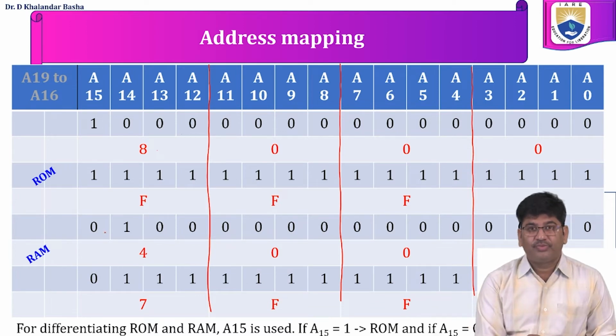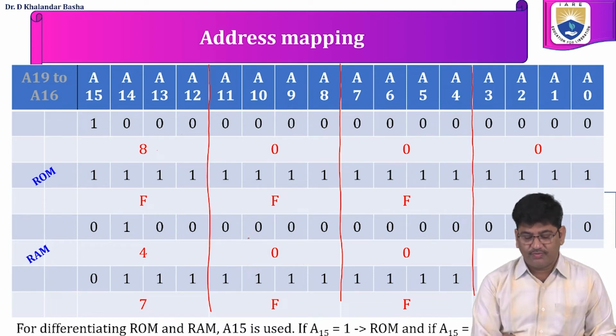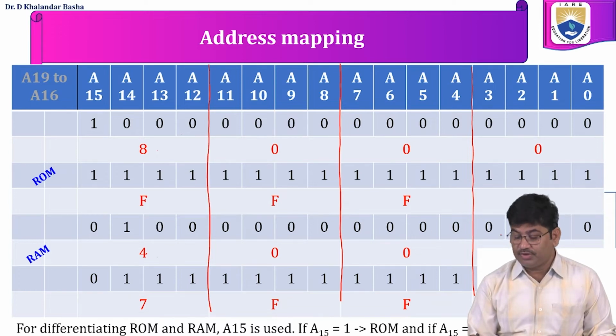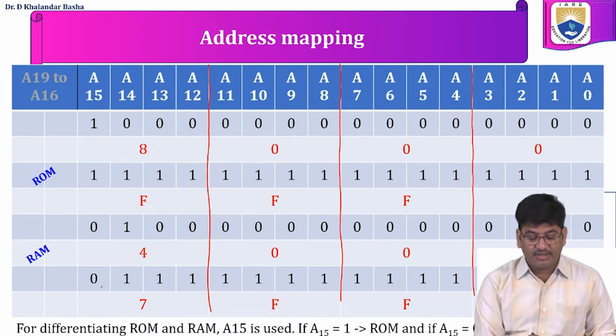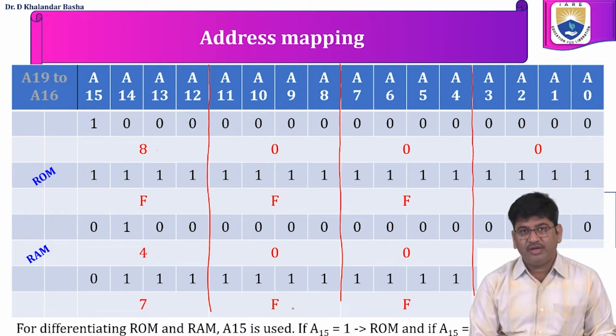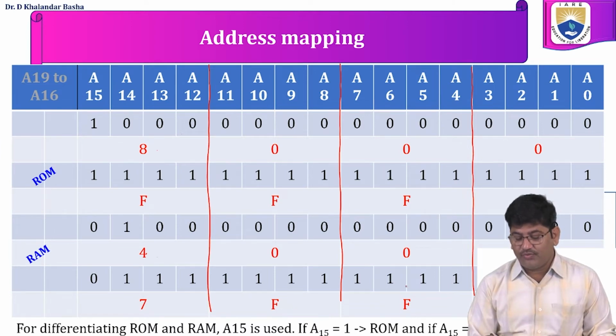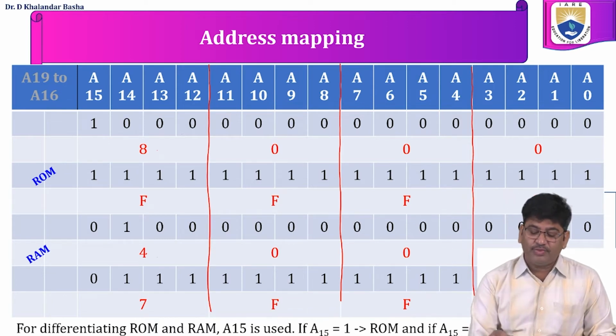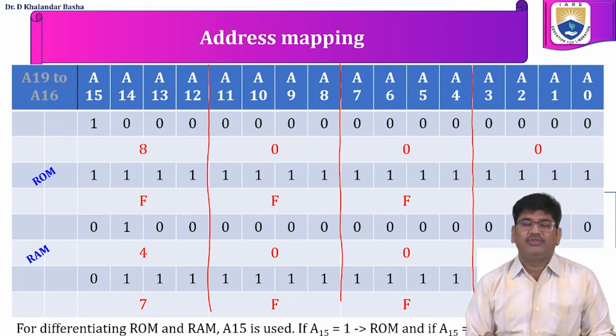Next for RAM, the starting address will be 0100, which is 4, 0000 0, 0000 0, 0000 0. The maximum address for RAM is 0111 as 7, 1111 that is F, 1111 F, 1111 F. Now if you take the difference between the maximum address and the minimum address, it will specify how much memory is there for the RAM as well as for the ROM block.